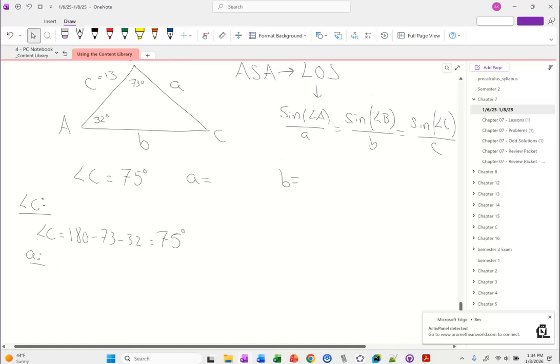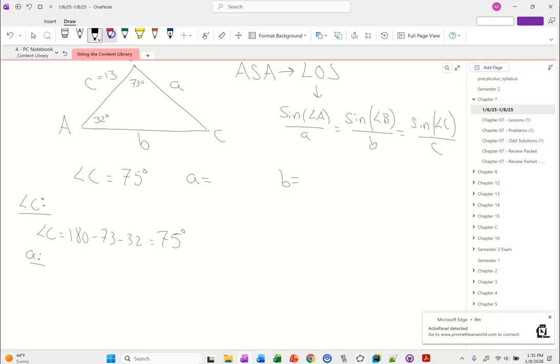So what I'm going to need to do is look at my law of sines here. The first thing I need to figure out is which one do I have both the angle and the side for. Angle A, side A? Obviously not, because I'm solving for side A. Angle B and side B, or angle C and side C. Which one do I have both of? C, right, because we just found that this was 75. So that's going to be my start.